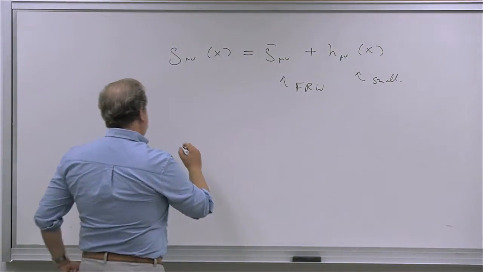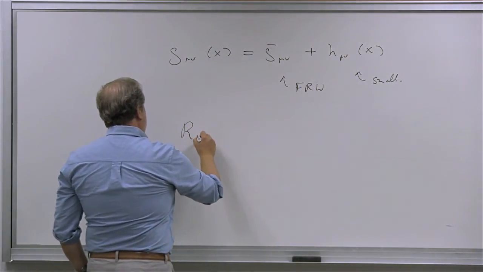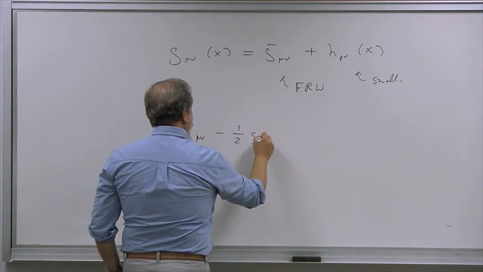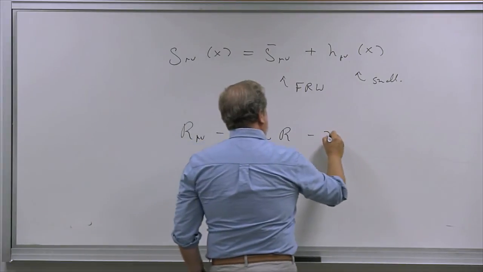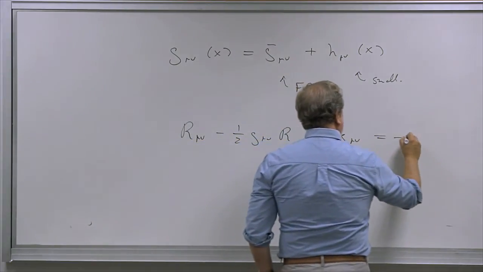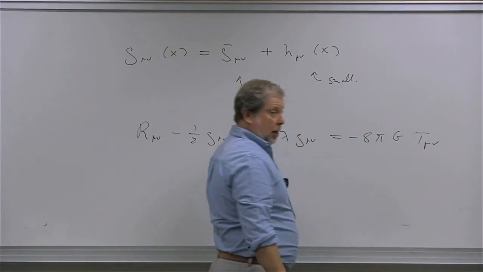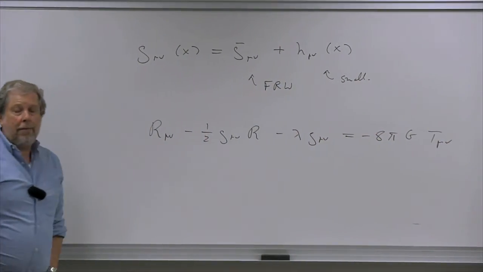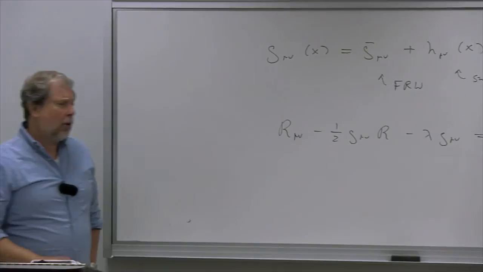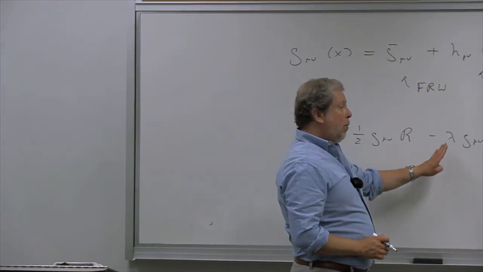In fact, it's a rather interesting calculation of looking at matter density perturbations to first order in h, given this correction, right? But nevertheless, the original equation we solve is R mu nu minus a half g mu nu R minus lambda g mu nu is equal to minus 8 pi G times T mu nu, where this is some perfect fluid, maybe with some corrections to it, and we have this term.